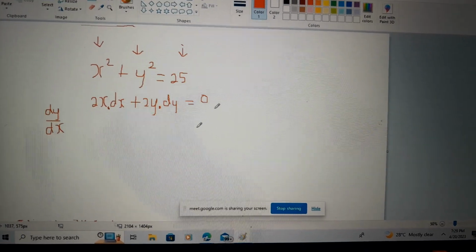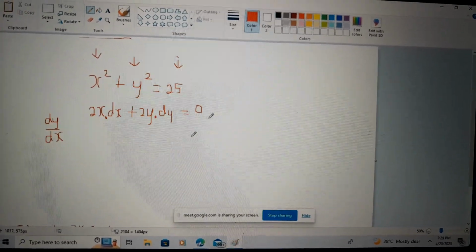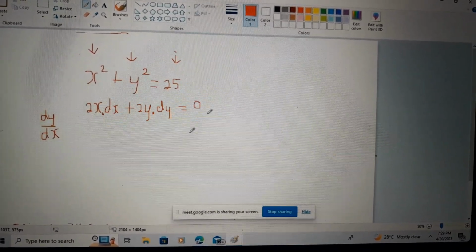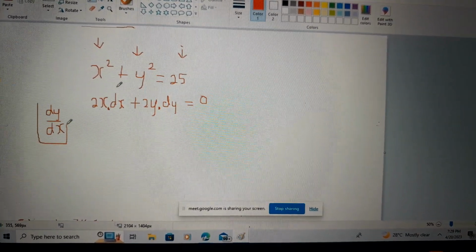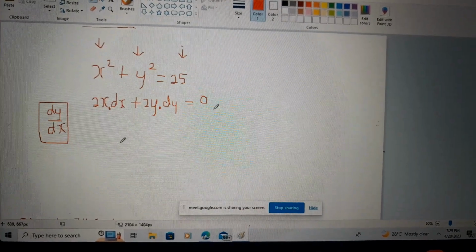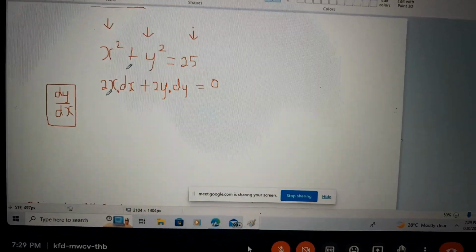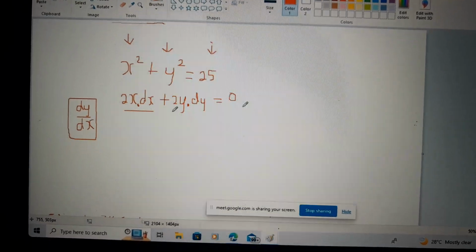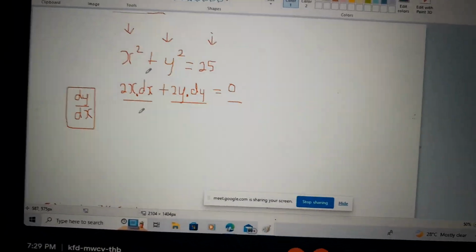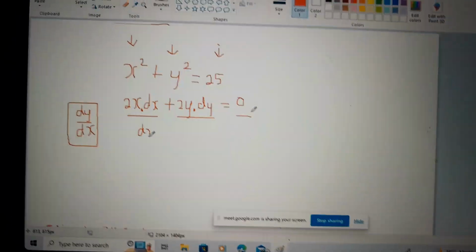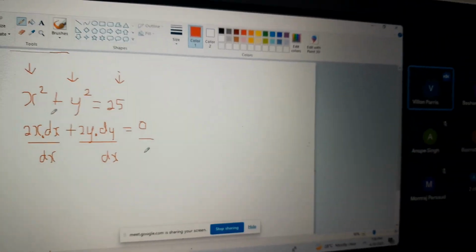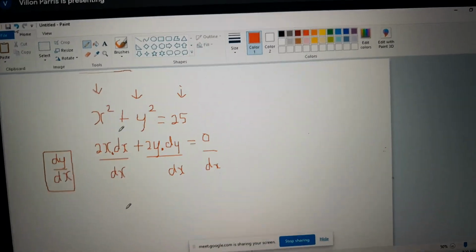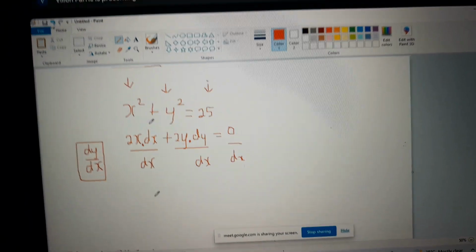Great. Now look at this part here. This is the most important part for understanding implicit differentiation. Remember what I'm asked to find is dy/dx. The only way I can get dy/dx now is to get rid of dx here. So to get rid of dx, I'll divide everything by dx. Divide this by dx, divide this by dx, divide this by dx. Are you following? Yes, sir.